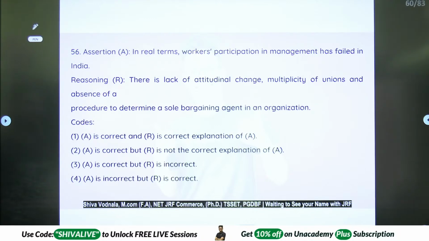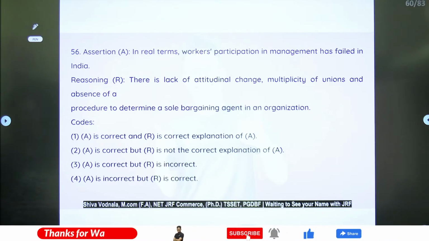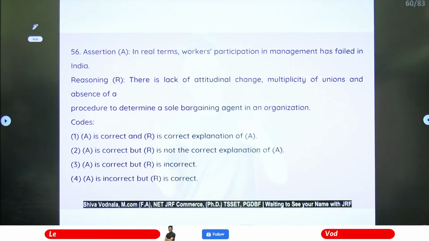In real terms, workers' participation in management has failed in India. There is a lack of attitudinal change, a multiplicity of unions, and an absence of a procedure to determine the sole bargaining agent in an organization.